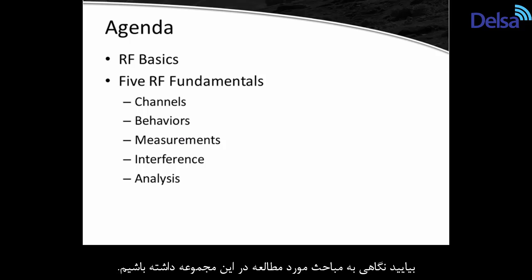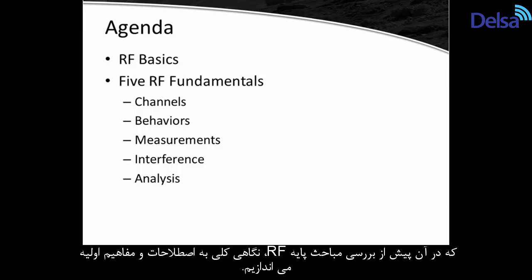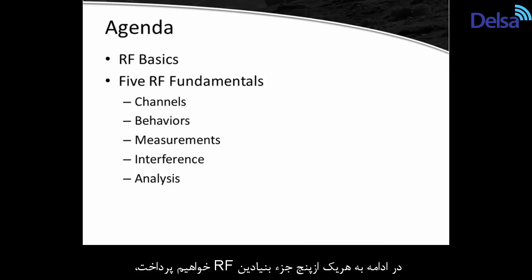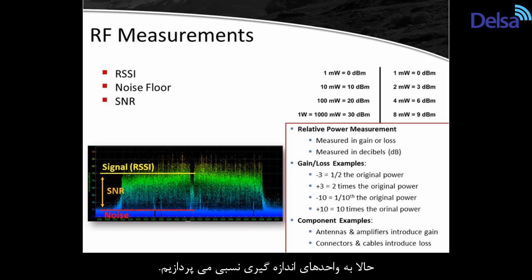Okay, so let's talk about our agenda for today and what we'll be talking about. First of all, we're going to be looking at RF basics. So before we get into the 5 RF fundamentals, I do want to review some basics with you to make sure you have the terminology down. Then we'll get into the 5 RF fundamentals, which are channels, behaviors, measurements, interference, and analysis. And we'll look at those one by one. Now, we also have relative power levels, and I'll talk about that in a moment. But first, some terms, RF measurements.